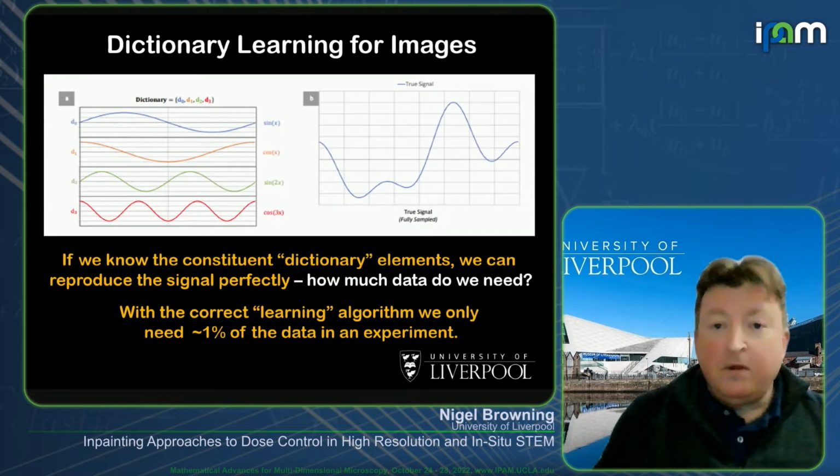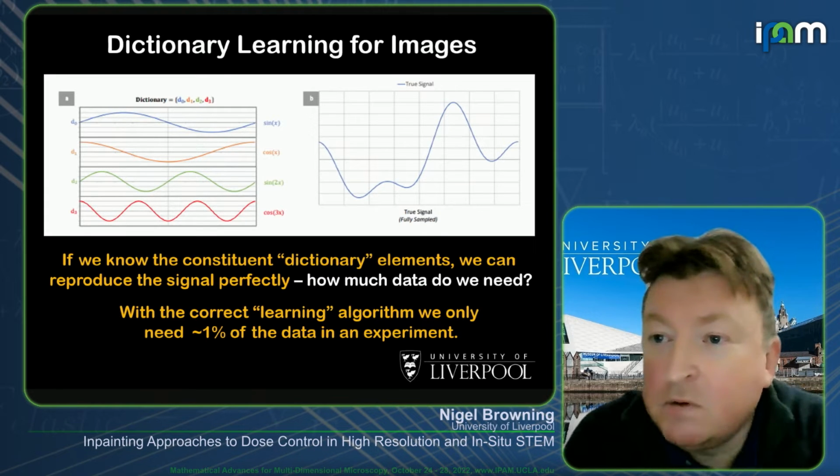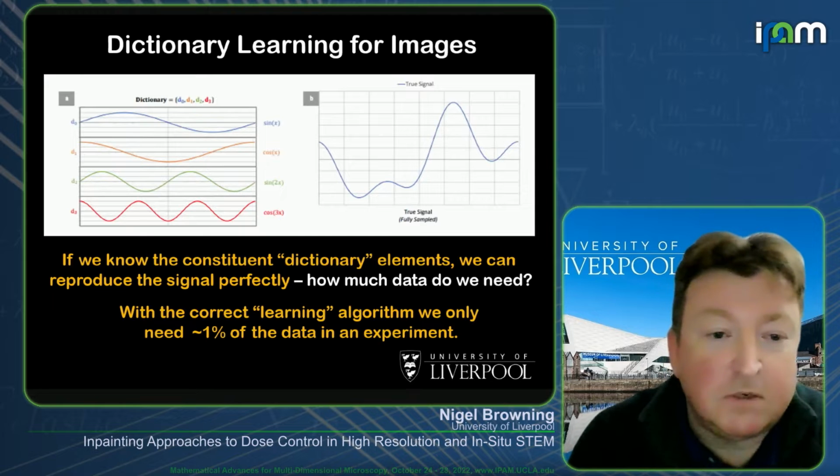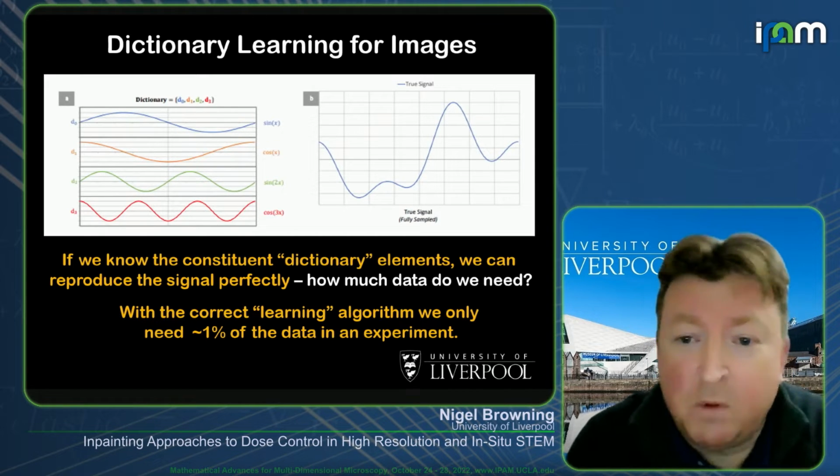Okay, so in going through this approach to inpainting, I'm going to talk about dictionary learning and how we understand dictionary learning and can use that to our advantage in scanning transmission electron microscopy. So here's our first example. It's a simple 1D image.